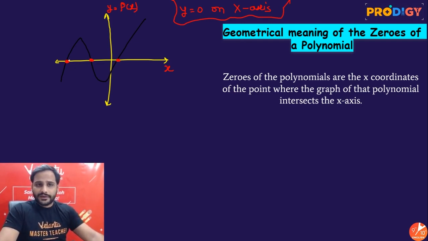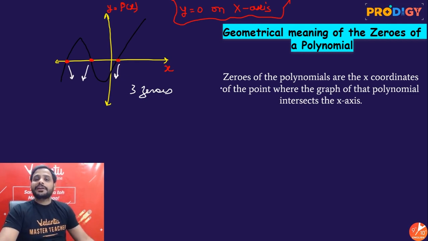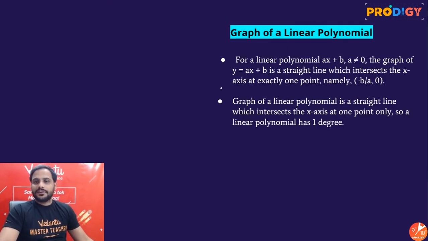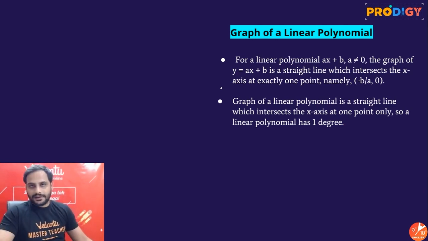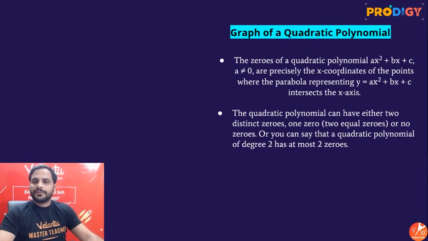And at these points, so I can say it has 3 zeros. And what will be those zeros? So at these points, whatever are the x coordinates, those will be the values of zeros. All right, then graph of a linear polynomial, we know beta, is a straight line. And then graph of a quadratic polynomial is a parabola. The standard form for the quadratic polynomial is ax square plus bx plus c.